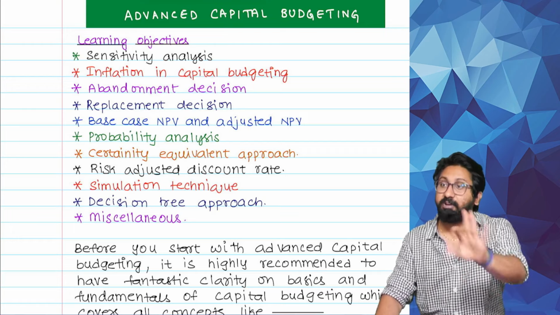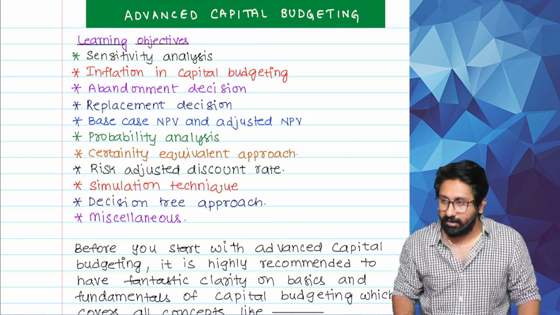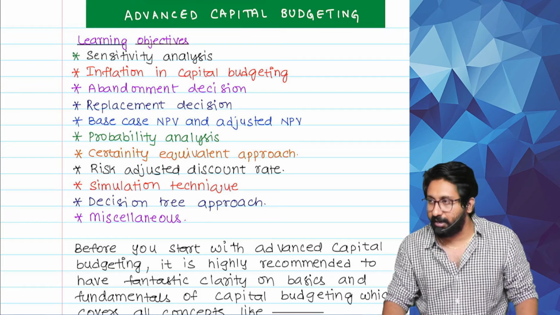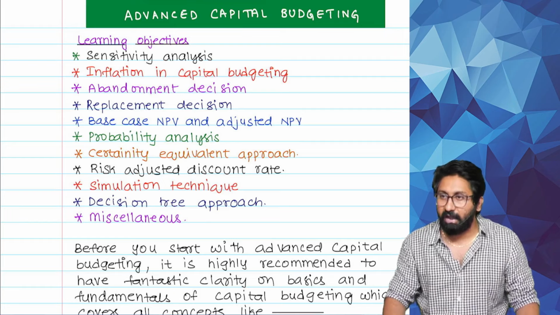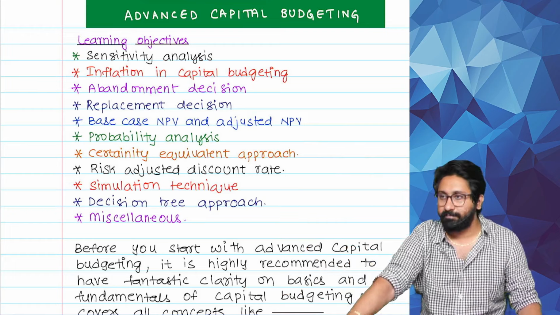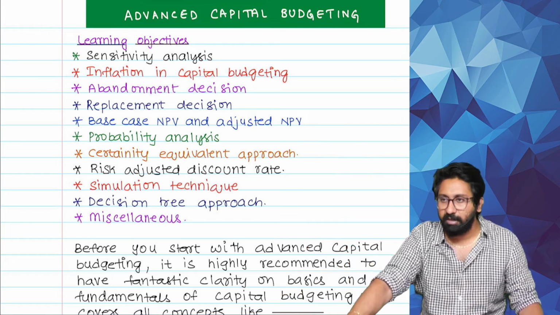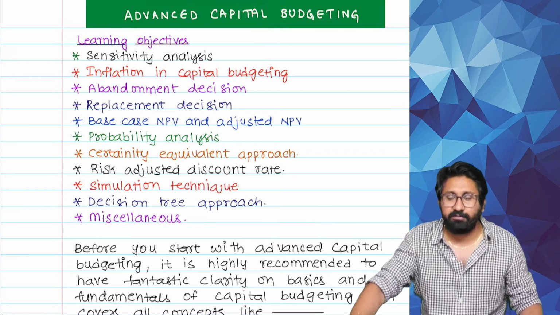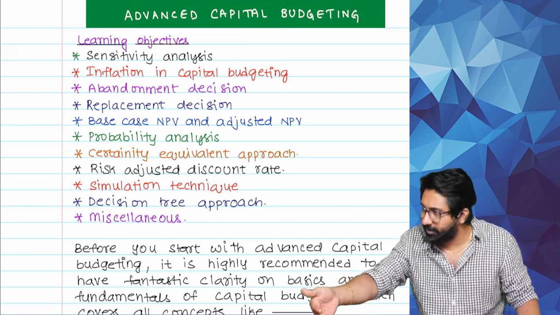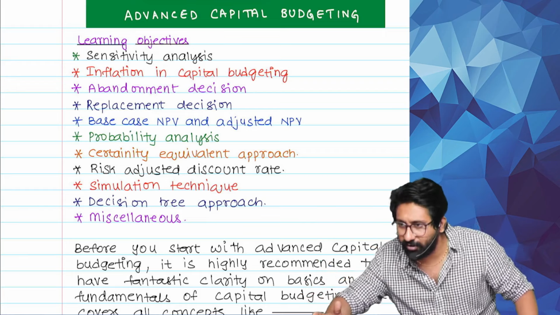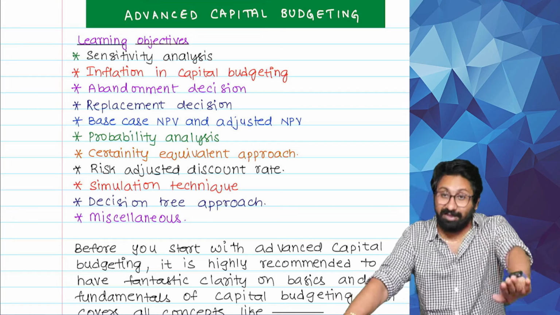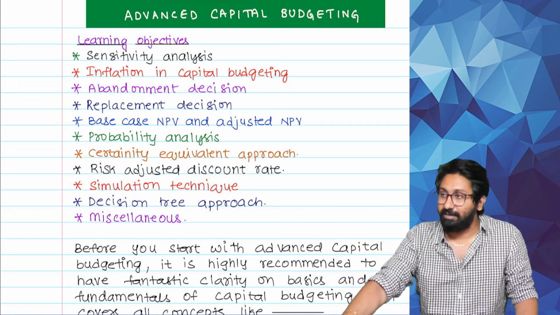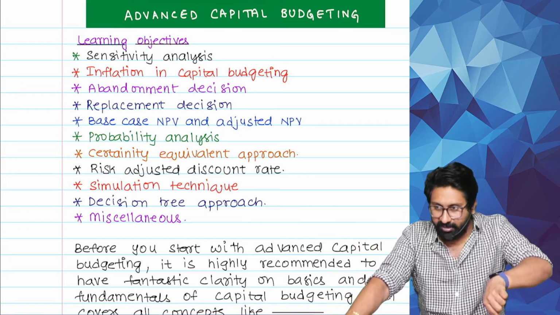Three techniques are very difficult in this area. Number one, decision tree. Number two, inflation. Number three, replacement. Questions are asked a high number of times, obviously, from inflation. We will also do 2-3 types of questions on inflation. However, it is not in this chapter. In this chapter, inflation questions are easy. Inflation concept we will learn here.